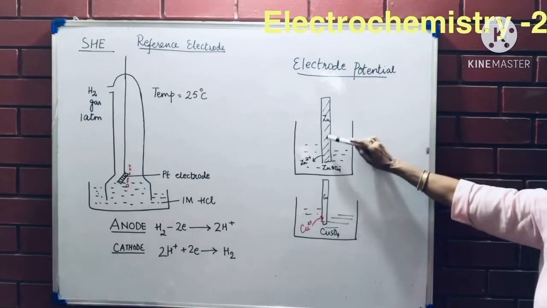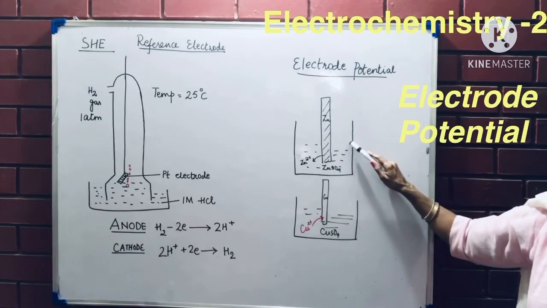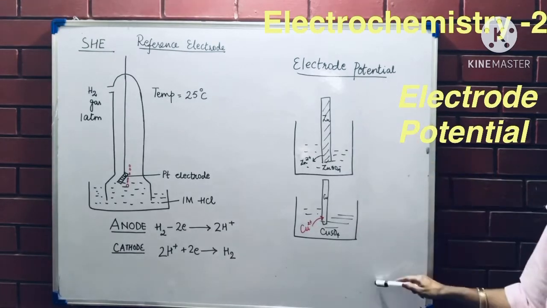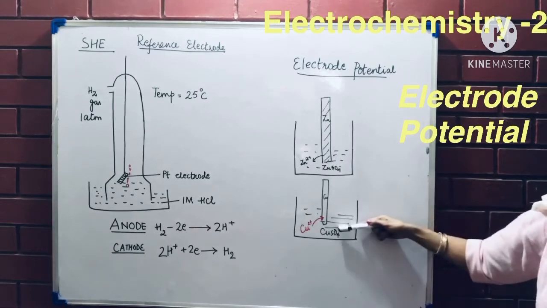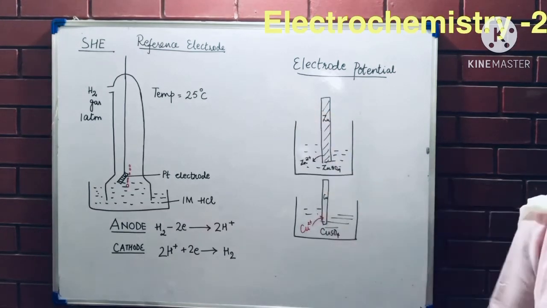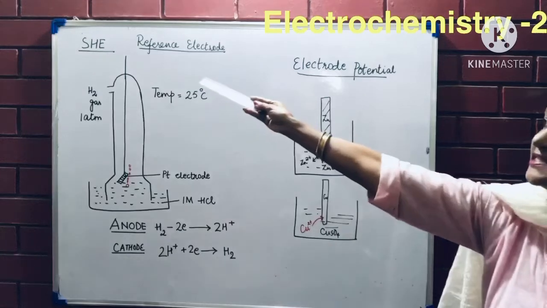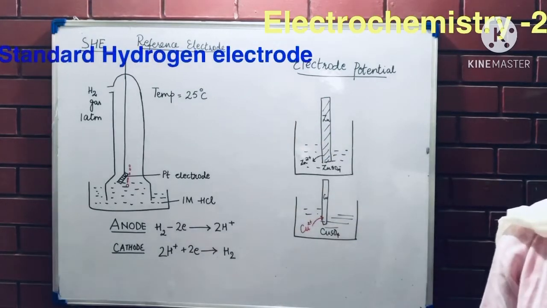Now, when we want to measure this electrode potential, it actually tells you the metal activity series, why this metal is stronger than this metal. We find the values of this electrode potential with the help of a reference electrode. A reference electrode is a hydrogen electrode, also known as standard hydrogen electrode, which is known as SHE. I have written SHE, standard hydrogen electrode.